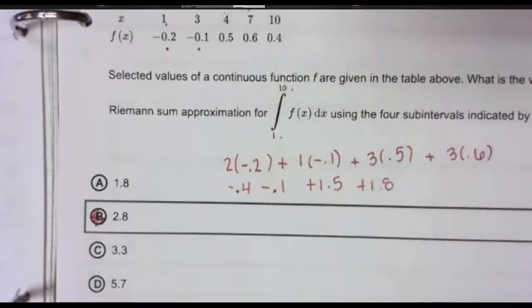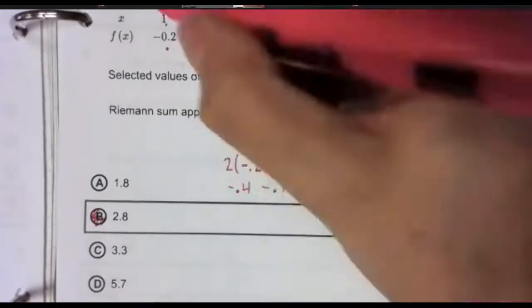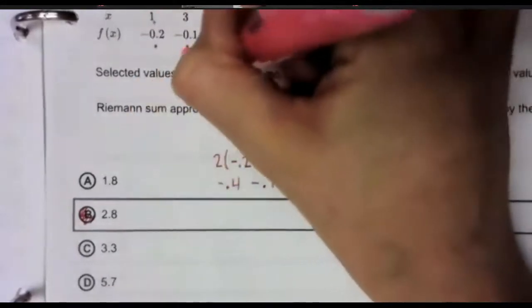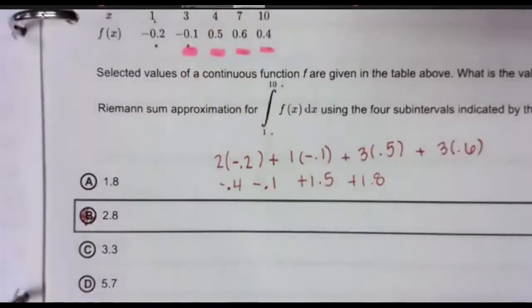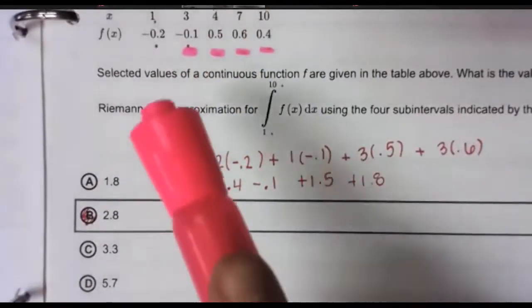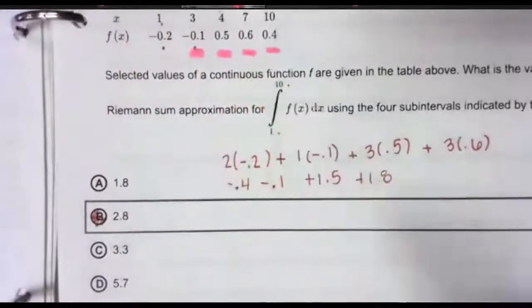Exactly. So if I was asking for right, then I would have done this point, that point, that point, and that point. So the only difference is including the negative 0.2 or including the 0.4.